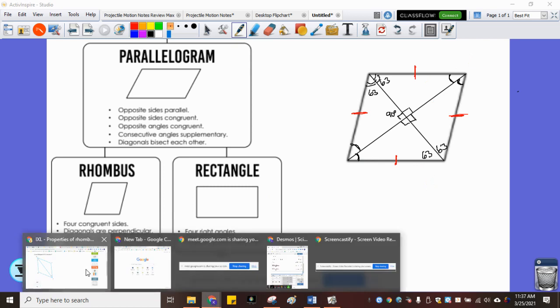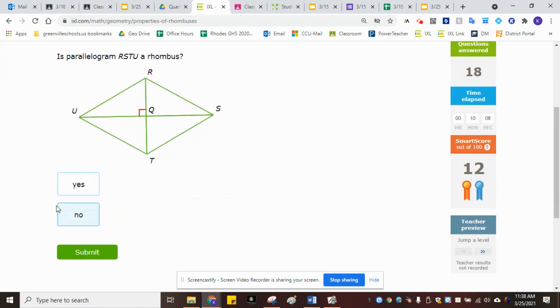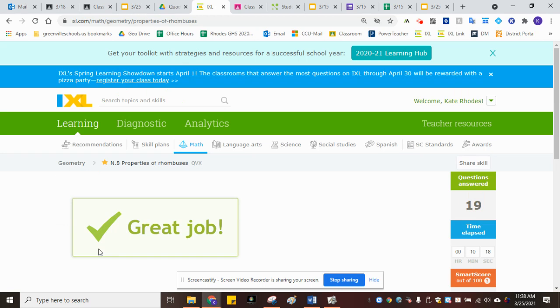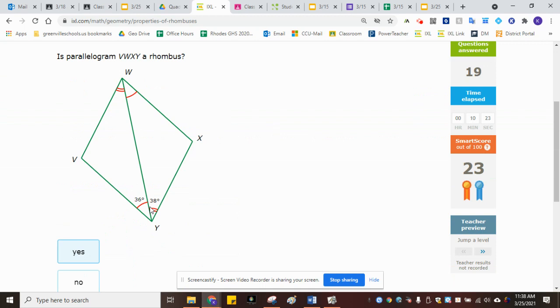So again, going back to IXL, is this parallelogram a rhombus? Well, this diagonal is cutting this angle in exactly half. So that one line is congruent to that one line. So yes, this would be a rhombus. Is this a rhombus? Well, in the middle, remember, they have to equal a 90-degree angle. Since this one's 90 degrees, yes, all three of those are 90 degrees. 36 and 38, that means this diagonal did not cut this angle in exactly half, so that cannot be a rhombus.